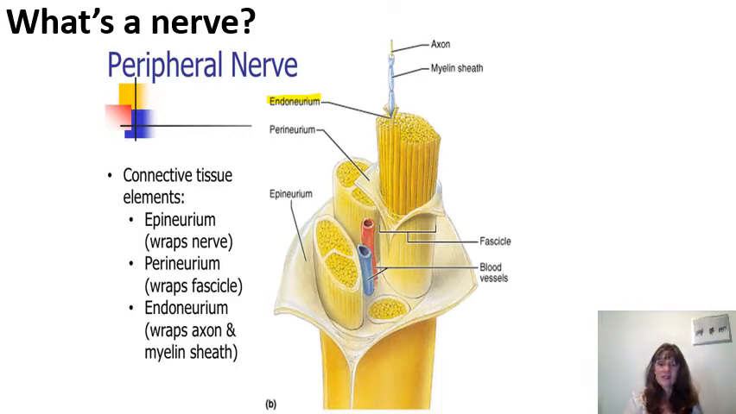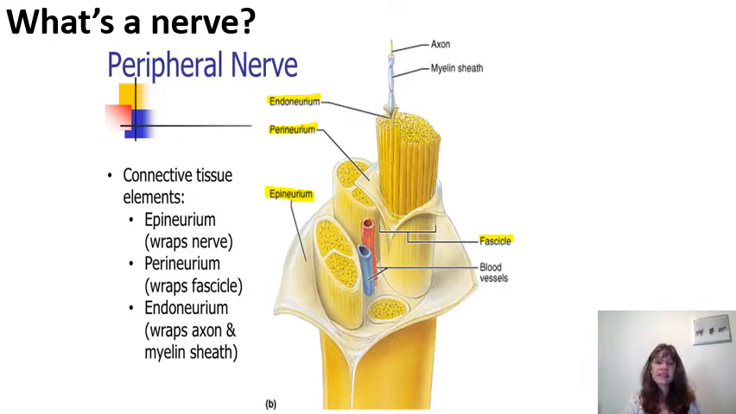The fascicle is wrapped with perineurium, and if we take bundles of fascicles of axons, which are also sometimes referred to as nerve fibers, we create a peripheral nerve that is wrapped in dense irregular connective tissue that we call epineurium. The prefix epi means above. Epineurium is above all of these structures.